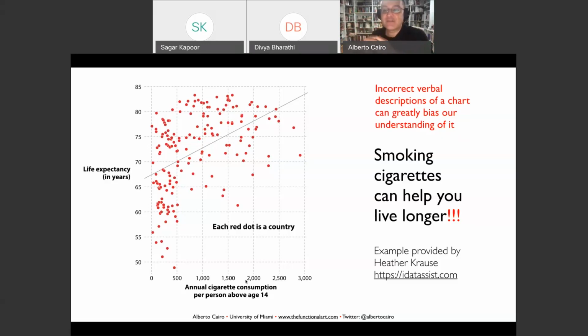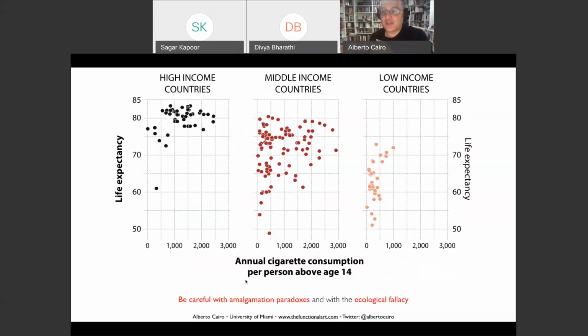In this case, the hidden variable is wealth. If we start disaggregating there could be others, that's just one. Wealth is just one. If we disaggregate the countries by wealth, we notice that the association that we had before completely vanishes, right? There is no association anymore, or at least it's much weaker than before.